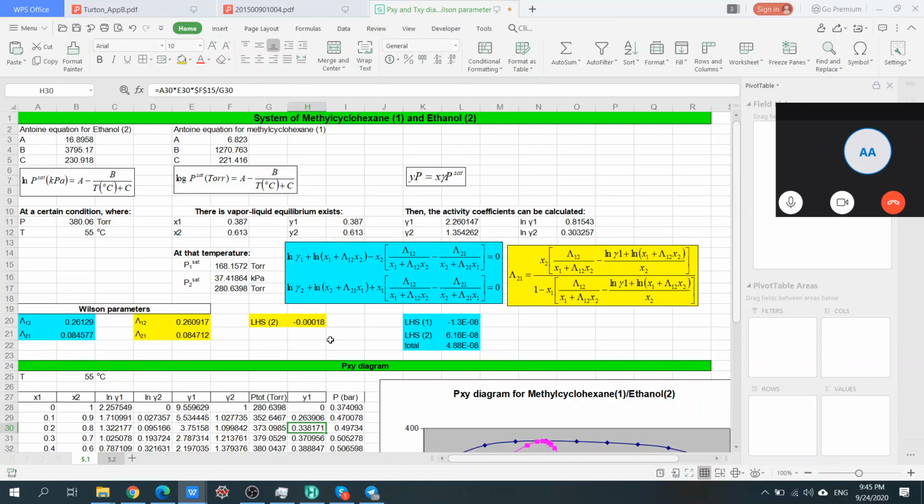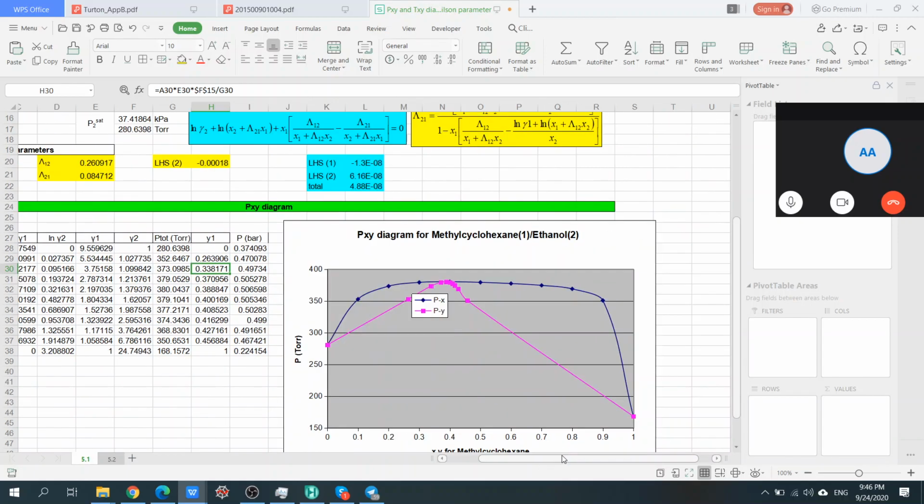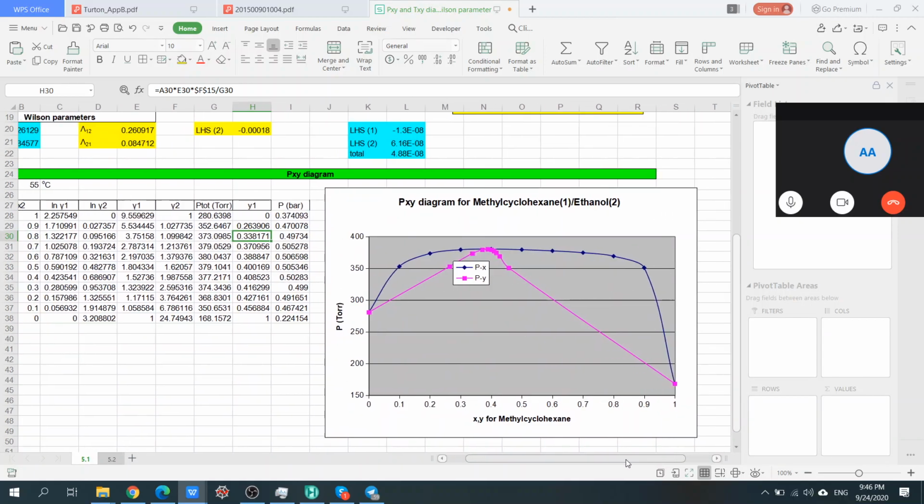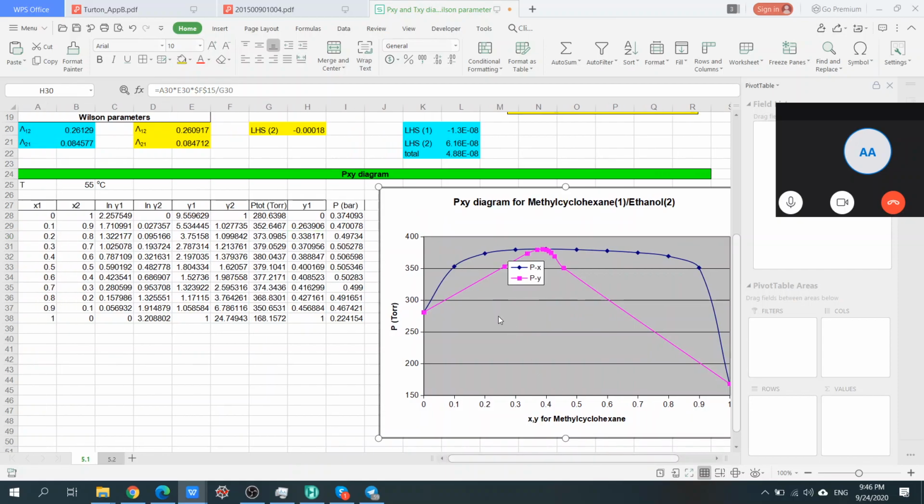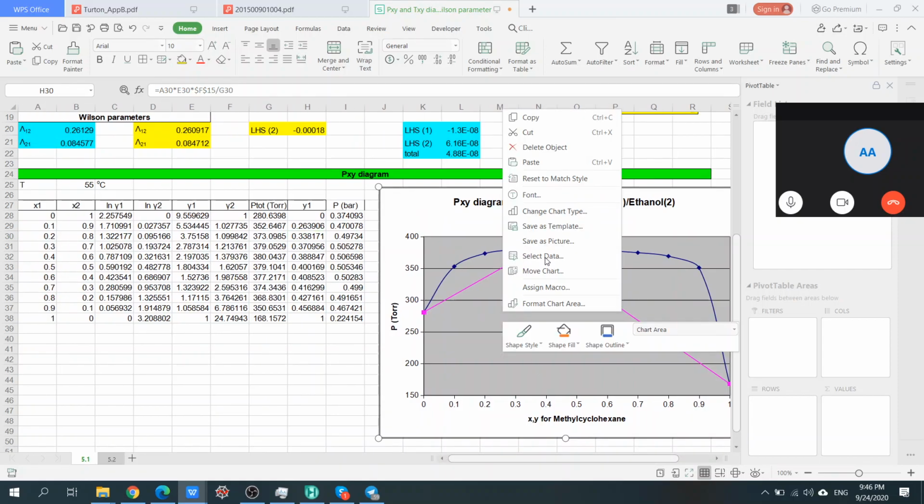We can then calculate the mole fraction of component 1, the methyl cyclohexane, in the vapor. Okay, and then we plot this, the x.